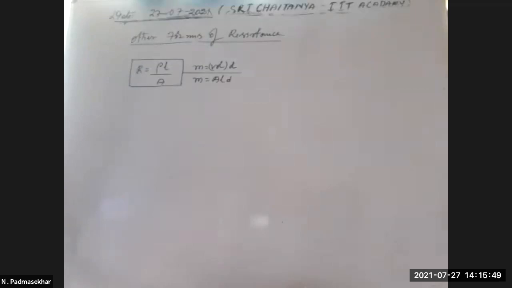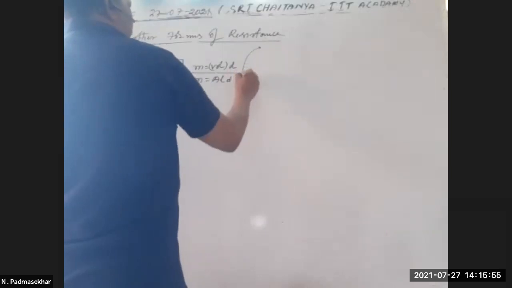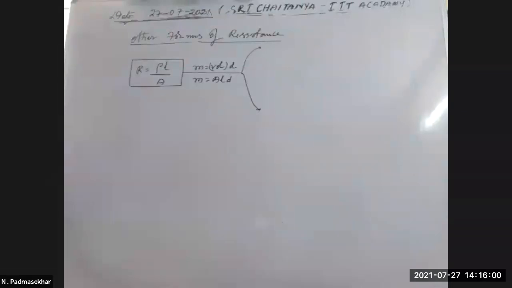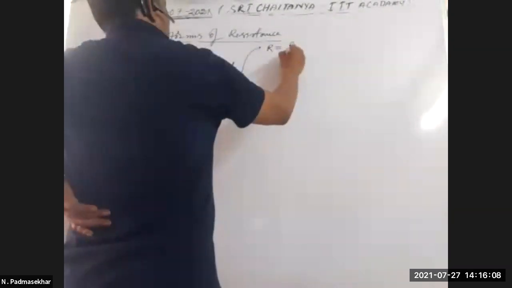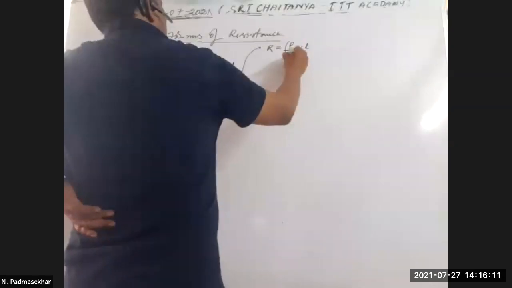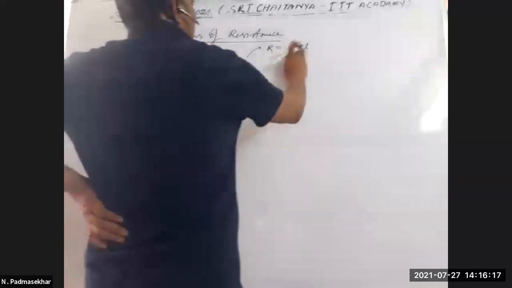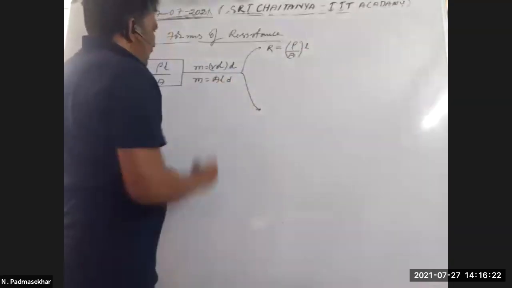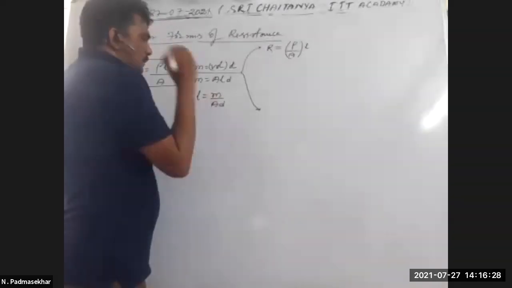So mass is equal to ALD. Now here there is a resistance, different other forms of resistance. Resistance R is equal to rho L by A. Here, in terms of this mass, L is equal to ఏం రాసుకోవచ్చురా, M by AD.